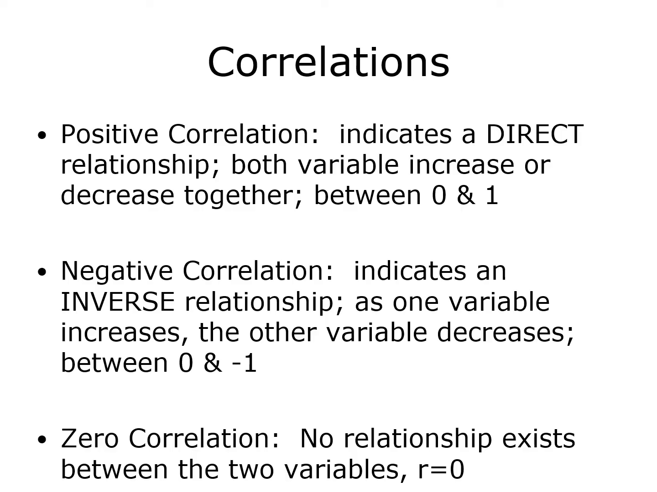A negative correlation indicates what we call an inverse relationship, which means that they're the opposite. As one goes up, the other goes down. As one goes down, the other goes up. And this is a number between 0 and -1. So again, the closer to 0, the weaker the negative correlation. The closer to -1, the stronger the negative correlation.